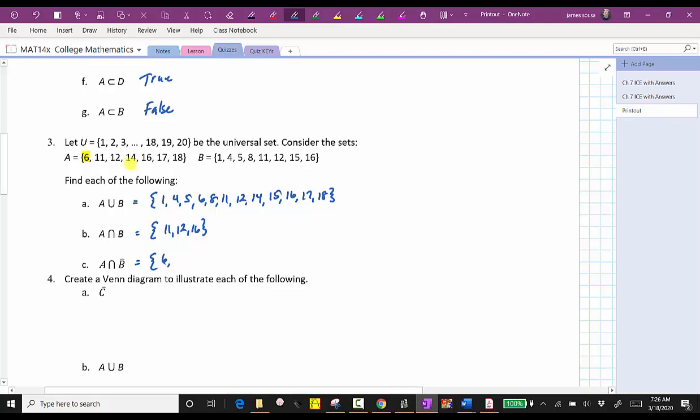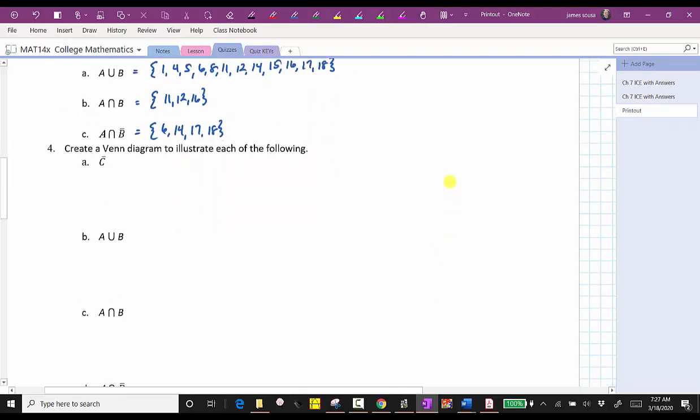14 is in A and not in B, and therefore it is in the intersection of A, B complement. Next we have 16, which is in A and in B, so 16 is not in the intersection of A and B complement. 17 and 18 are in A, they are not in B, and therefore they are in B complement, and therefore 17 and 18 are in the intersection of A and B complement.